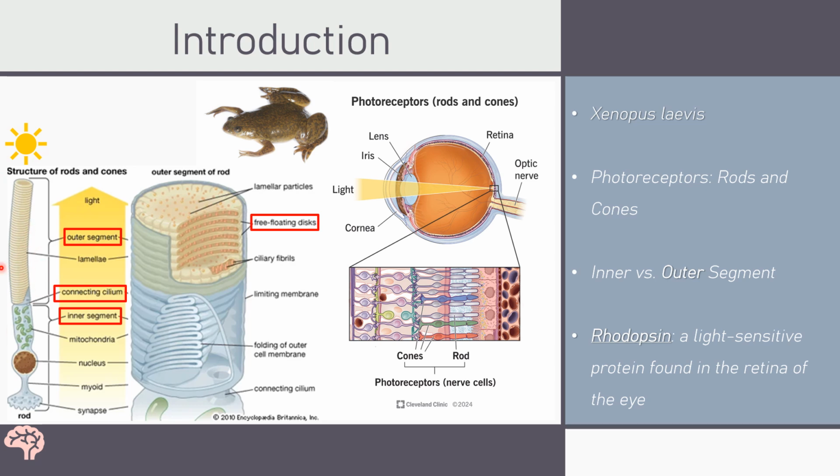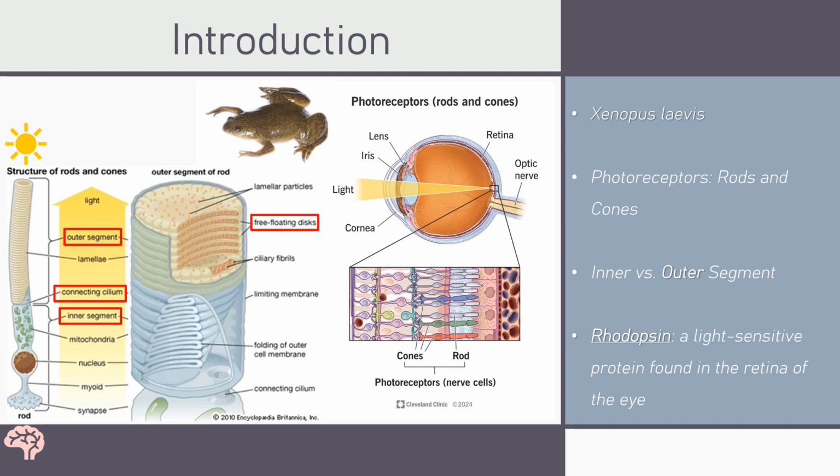Here we see a rod. I highlighted the important structures for the sake of the article. First are the inner and outer segments. The outer segment is the segment that receives the light and is made of these free-floating discs. Light travels into the outer segment and into these discs, where it triggers rhodopsin, a light-sensitive GPCR, and a phototransduction cascade moves the signal into the inner segment and towards the optic nerve.